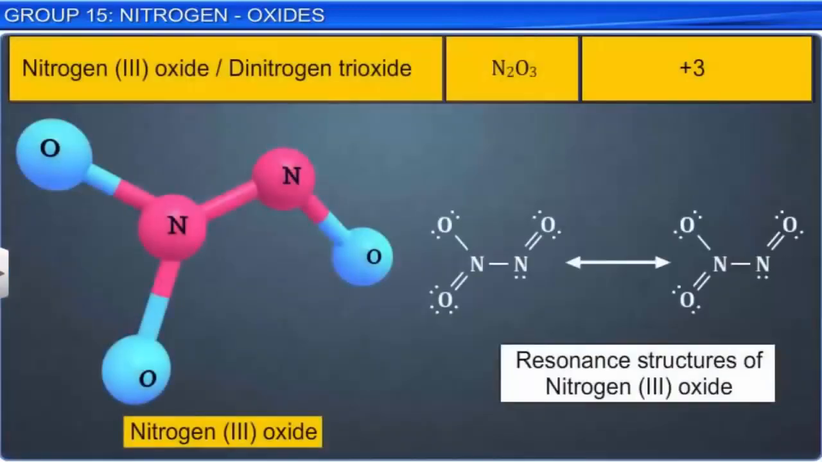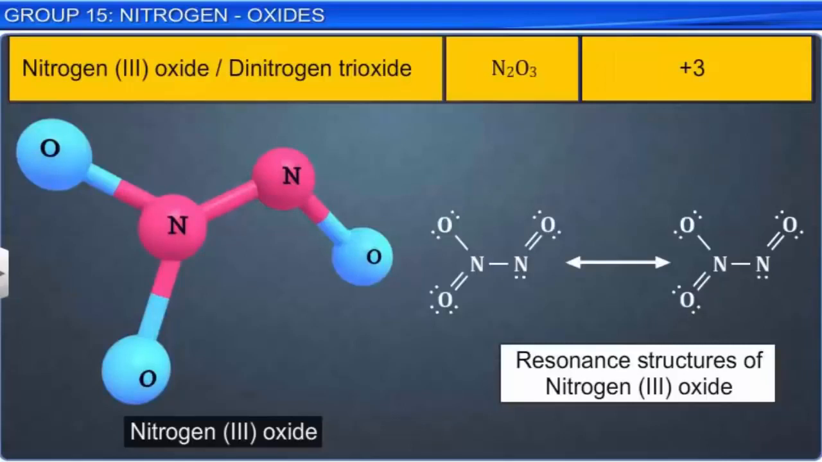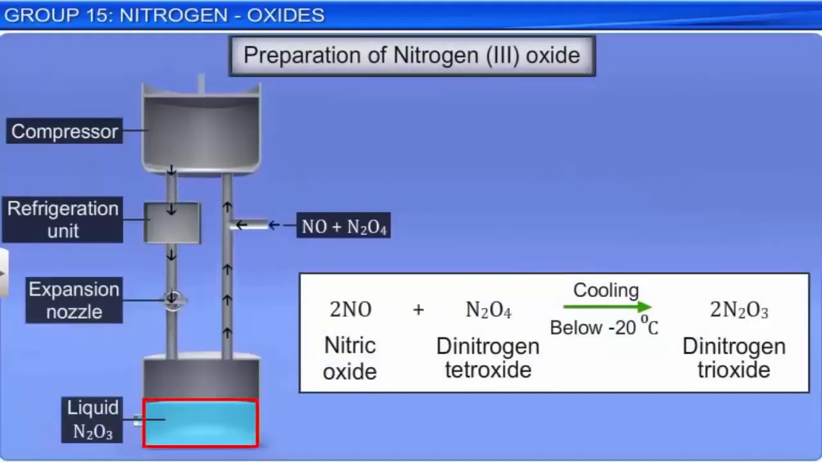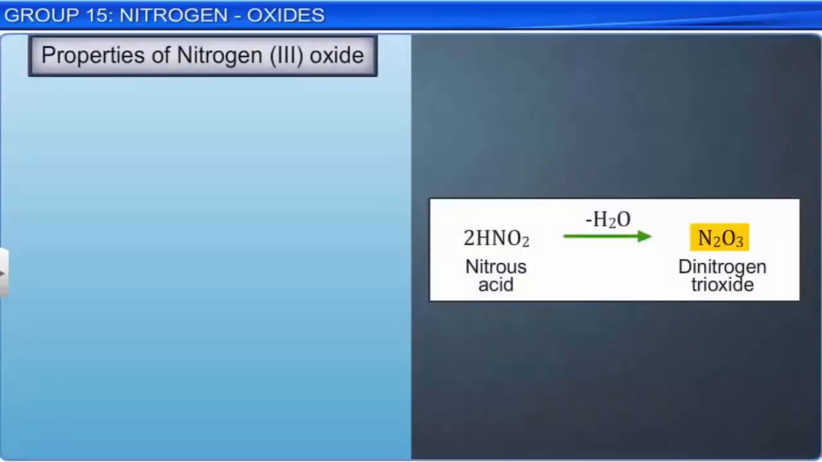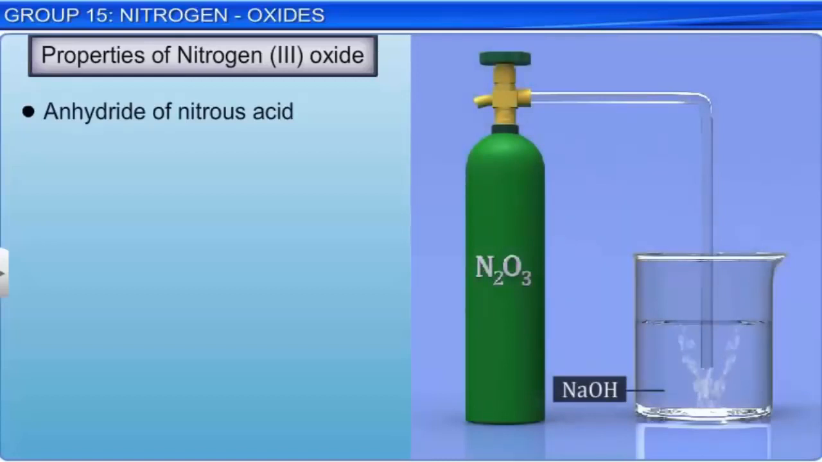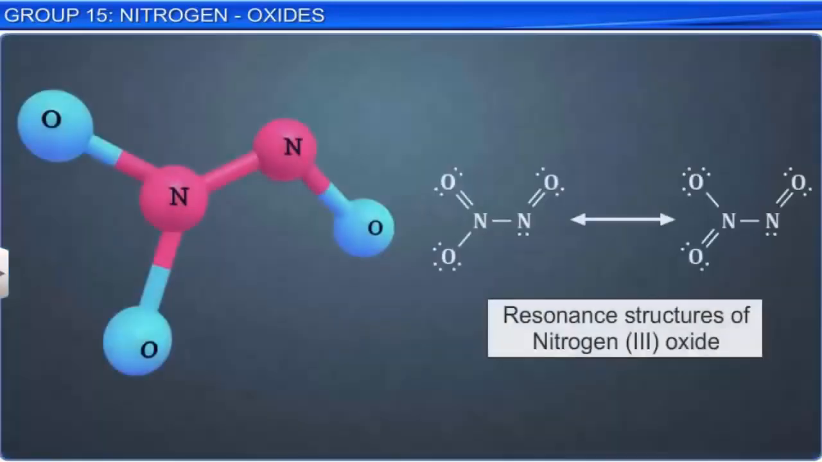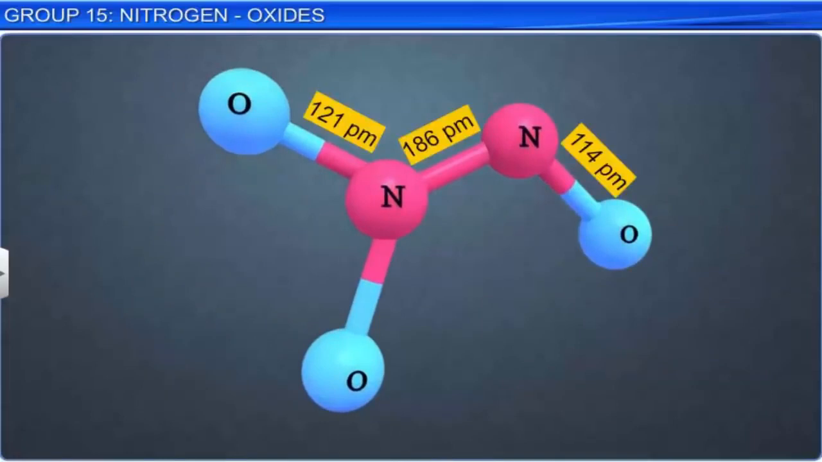Nitrogen-3 oxide, also referred to as dinitrogen trioxide or nitrogen sesquioxide, is obtained as a blue liquid when a mixture of nitric oxide and nitrogen dioxide or dinitrogen tetraoxide is cooled to below -20 degrees Celsius. You can see from the equation that dinitrogen trioxide is the anhydride of nitrous acid. Also, it is evident from the reaction of dinitrogen trioxide with an alkali that it is acidic in nature. Let us take a look at its planar structure, which is a resonance hybrid of these two forms. Note the different bond lengths and bond angles in the molecule.